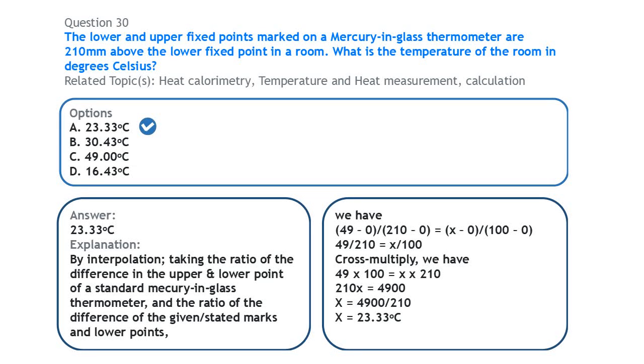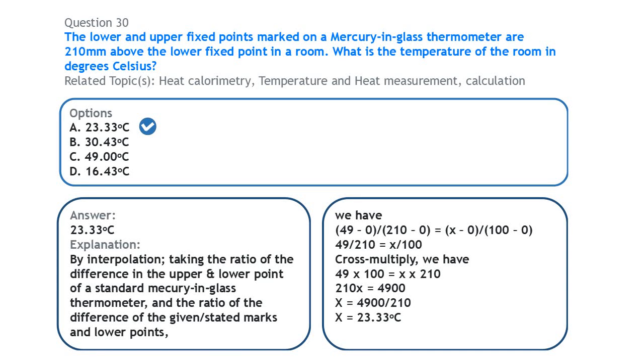Then we now take that given temperature that we've been given. There's something missing here, and that is this 49 in the question. So this is supposed to be 210 millimeter and 49. Then we now take the lower fixed point, which is that 49 minus 0, equals then bracket x minus 0.